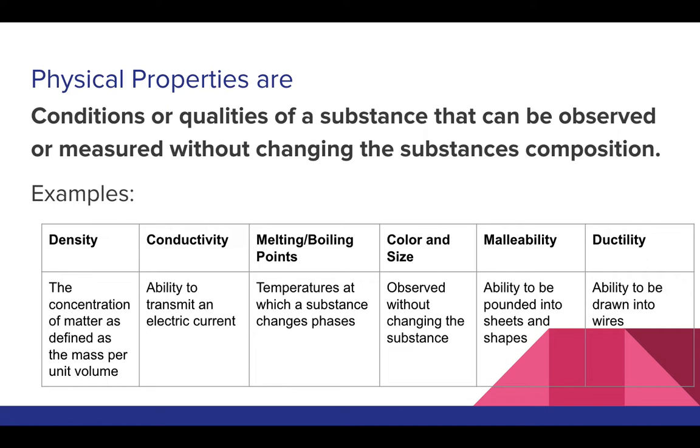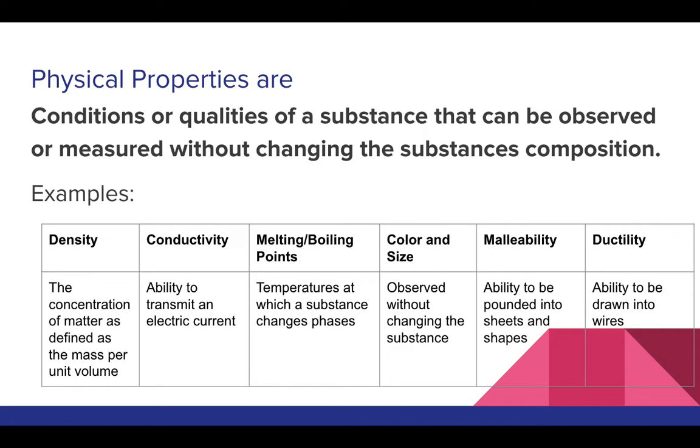Conductivity is the ability to transmit an electric current. And again, think about this. If I were testing the conductivity of a metal, the metal would remain the same after I finish the test. That's really good because if our houses are wired with copper wire, we wouldn't want that copper wire to change every time an electric current went through it.